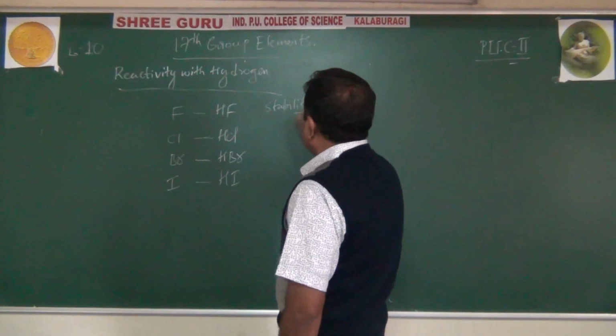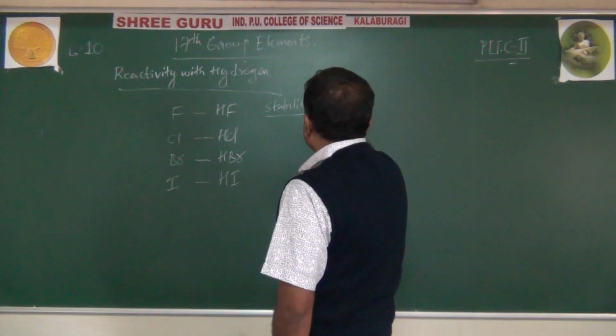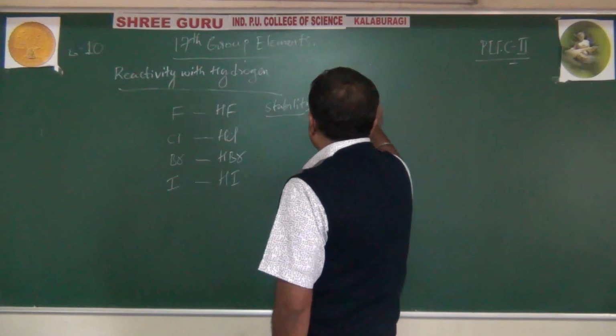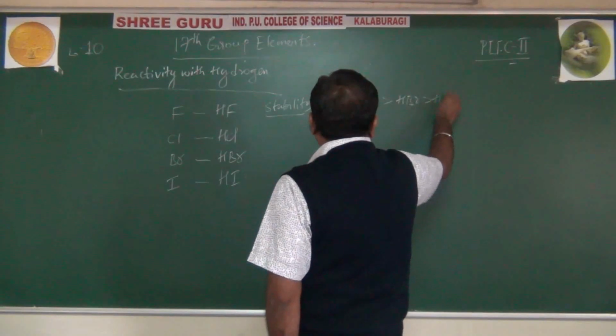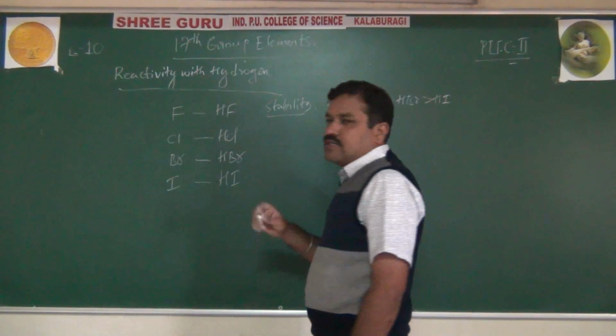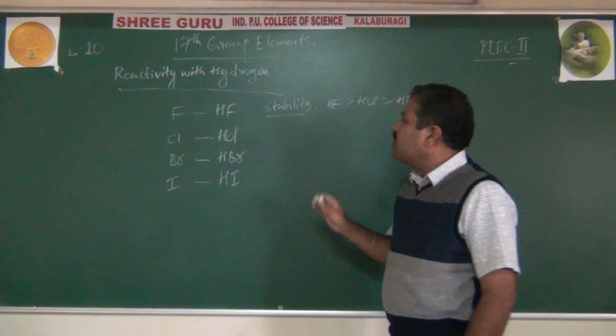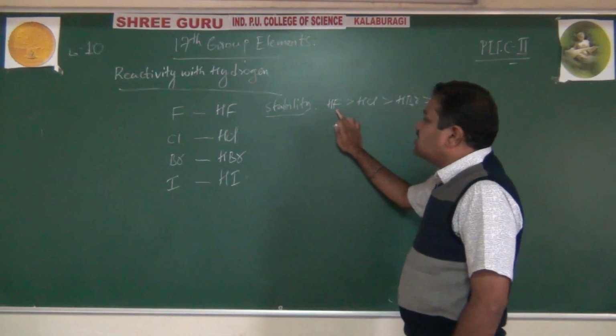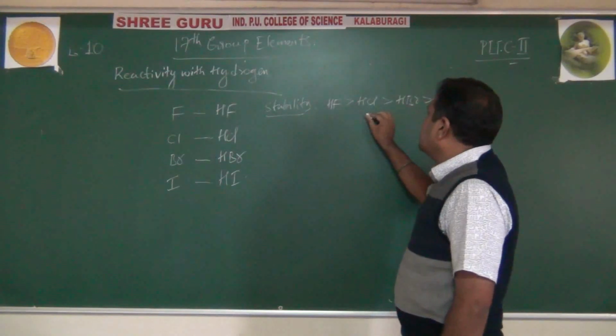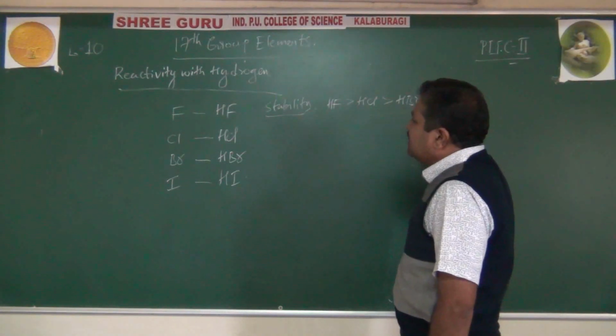the stability of these hydrides once again decreases down the group. Why? Because of the decrease in bond dissociation energy from hydrogen fluoride to hydrogen iodide. See, with smaller size, bond dissociation energy is more. As the size increases, bond dissociation energy decreases, and stability decreases.